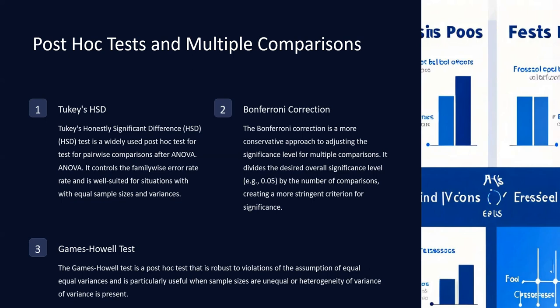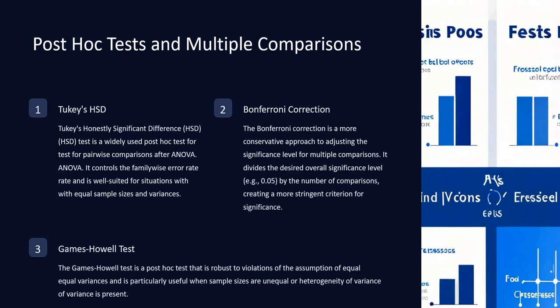It is divided by the desired overall significance level. I mean, suppose your desired significance level is 0.05 because your confidence interval is 95%. By number of comparisons, this creates a more stringent criterion for the significance test.